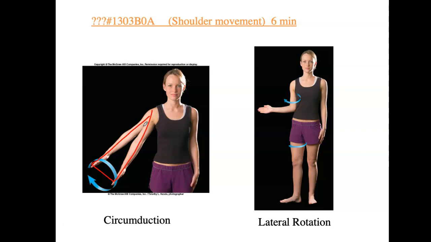And here, lateral rotation is different. It's just opening up that arm and then closing it back down again. So that's a rotation. This is a circumduction. The circumduction, look for the cone, and that's how you're going to tell. Also, the supinate and pronate is a rotation.